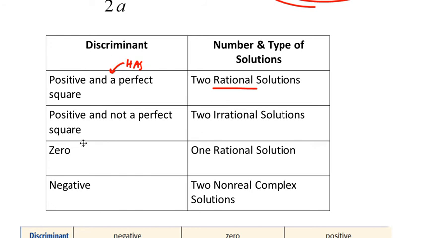Now, if the discriminant happens to be 0, oh, by the way, this one right here was just like example 1, okay? And this right here was just like example 2. And I'm referring to the examples that we did in the YouTube videos. We didn't do one when it's 0, but when the discriminant is 0, you're going to only have one rational solution. And when the discriminant is negative, then you're going to have two non-real complex solutions. And that right there is example number 3.